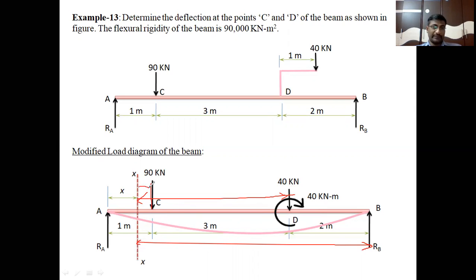How much is the perpendicular distance between C and the XX section? From C to A is 1 meter, so 1 meter minus X. So 90 into 1 minus X. This is the bending moment equation. So write the bending moment equation like this.